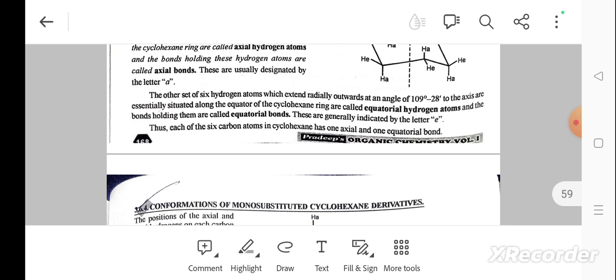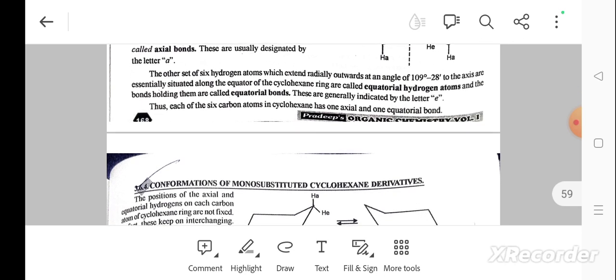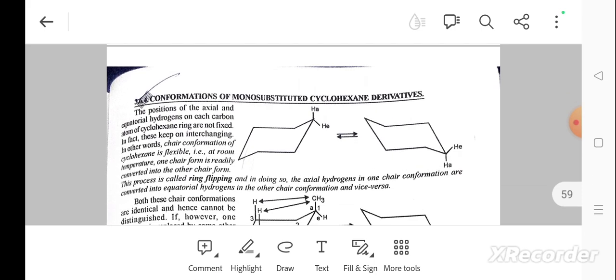These are usually designated by the letter A. The other set of six hydrogen atoms, which extend radially outward at an angle of 109 degrees to the axis, are essentially situated along the equator of the cyclohexane ring and are called the equatorial hydrogen atoms, and the bonds holding them are called equatorial bonds. These are generally identified by the letter E.